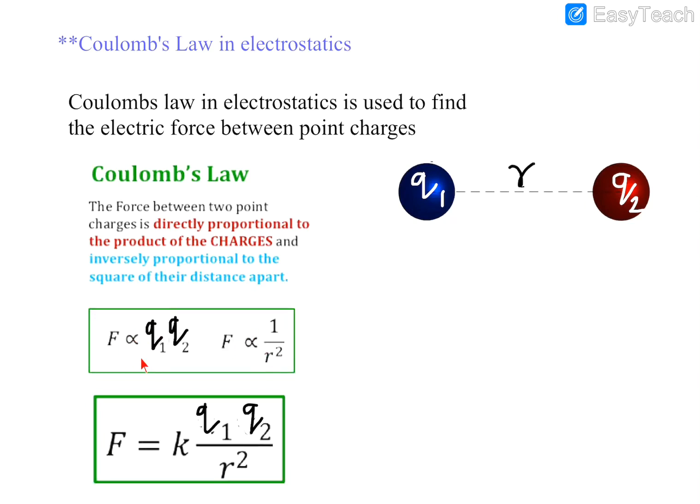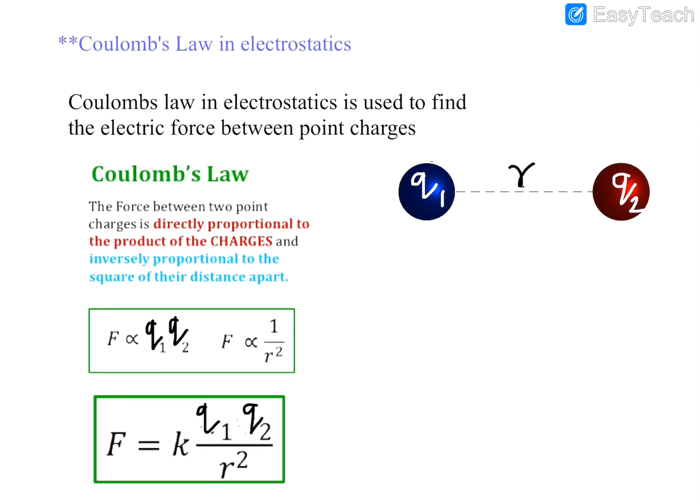Now how to remove that proportionality sign? You need to change it into an equal to sign. So what will you do? Multiply with a constant k. After multiplying with a constant k, this proportionality sign will be removed and you will get F is equal to k into Q1 Q2 divided by r square. So this is the mathematical statement of Coulomb's law.